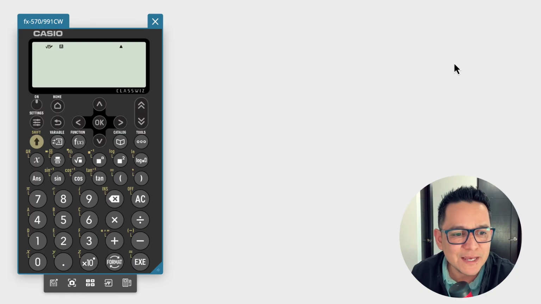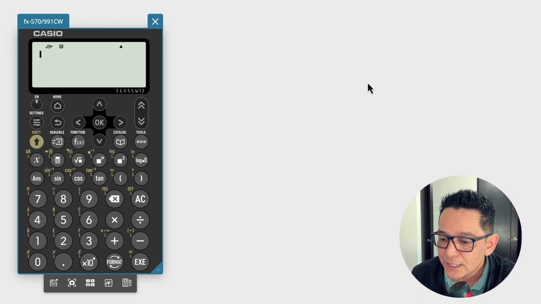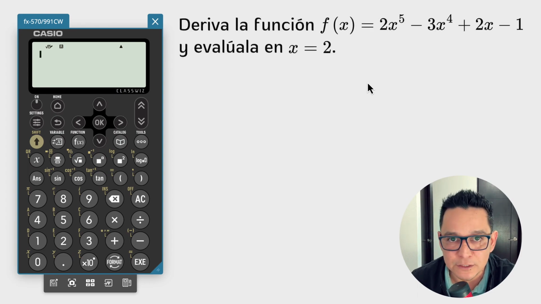Let's get started. So let's quickly solve a derivative exercise. The exercise we're going to solve is the one that's appearing here, which says, differentiate the function f of x equals 2x to the fifth minus 3x to the fourth plus 2x minus 1 and evaluate it at x equals 2. Come on, let's do it.